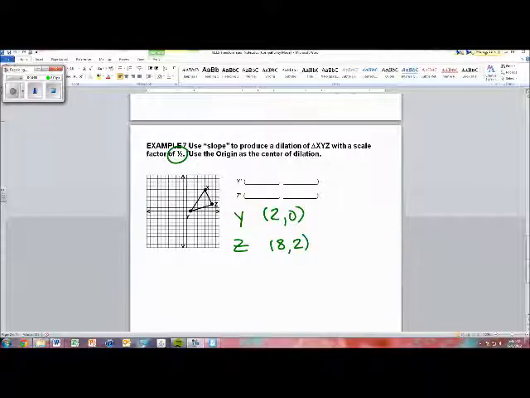So since my scale factor is 1/2, that means that I'm multiplying each of these ordered pairs by 1/2. When you're multiplying by a half, that means that you are just taking half of it. So I'm supposed to do 2 times 1/2, which means half of 2, that's 1. 0 times 1/2 is still 0, so my new Y would be at 1, 0. Half of 8 is going to be 4, and half of 2 is going to be 1. So my new Z is at +4, +1.